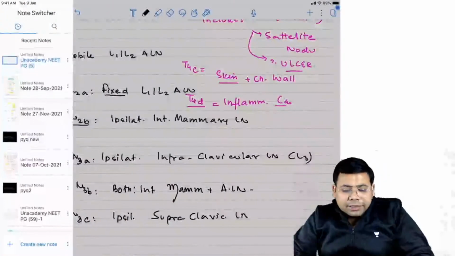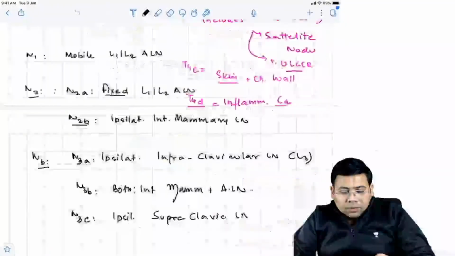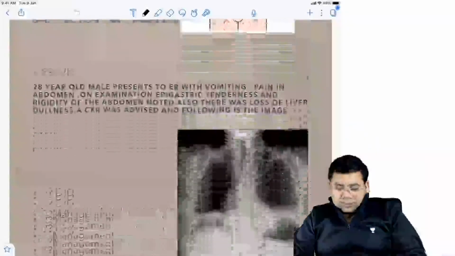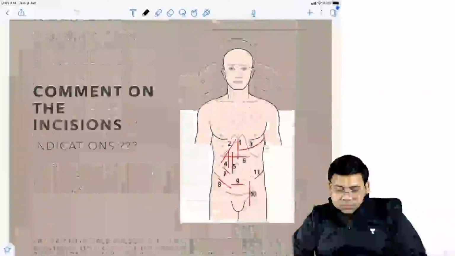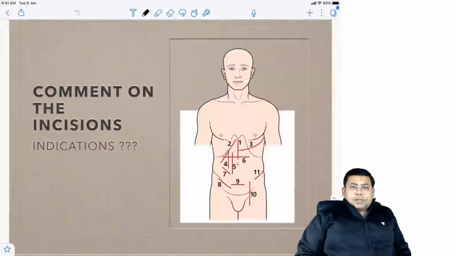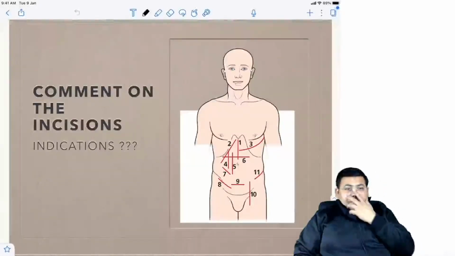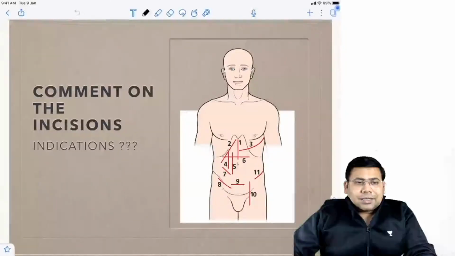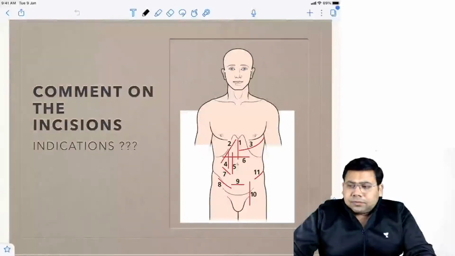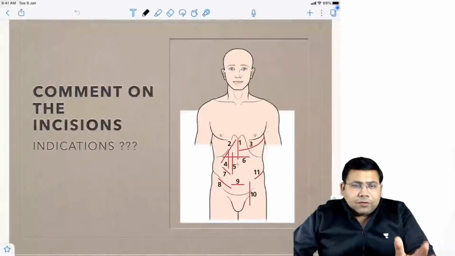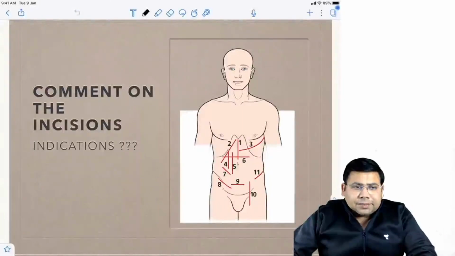Quickly, let us go to the next question. Okay. Come on, let us discuss this question. Comment on the incisions. Yeah, just whatever you know, you can just type it. So this is this. Comment on the incision. Come on, students. It's a very easy thing. Whatever you write, the number and tell me what it is.